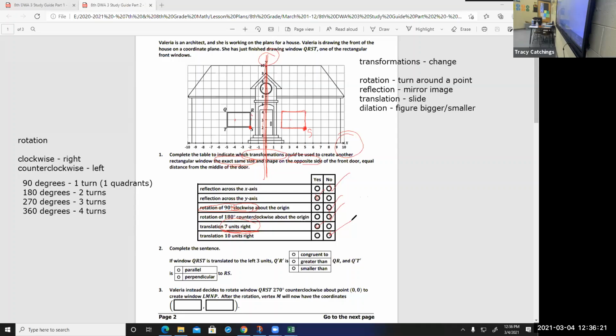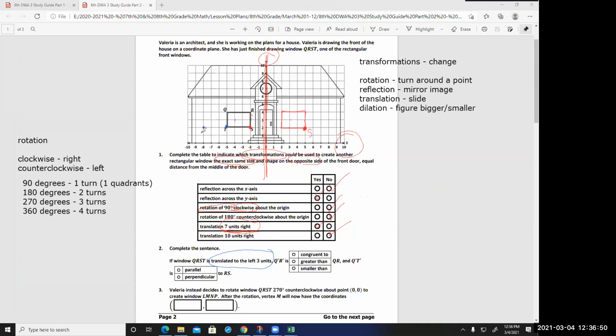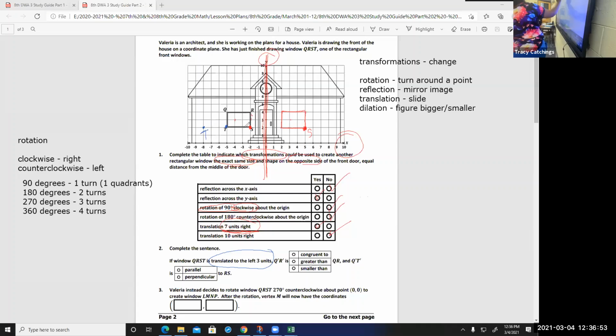All right, number 2 says if window QRST is translated 3 units to the left, QR is blank to the other QR, and then QT is blank to RS. So let's follow what they told us. They said translate 3 units left. Translate meaning to do what? Slide. So we're going to slide over 3 units. I'm going to look at T. 1, 2, 3. So T is now here. 1, 2, 3. S is now here. Q is now here, and R is now here.